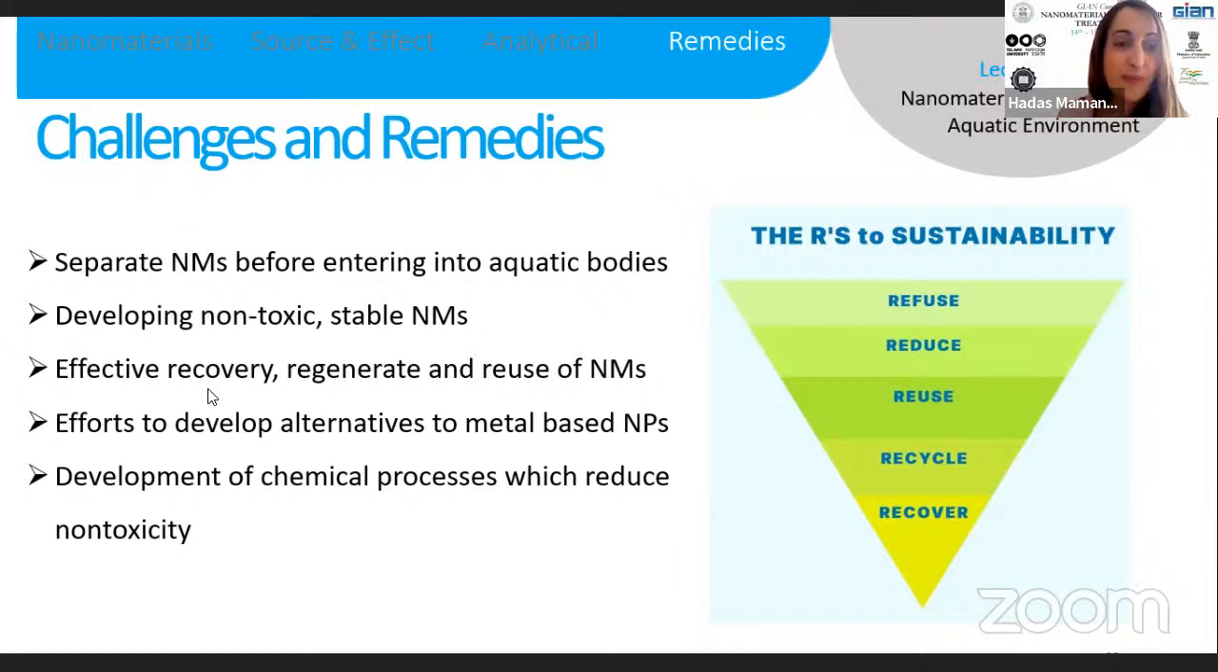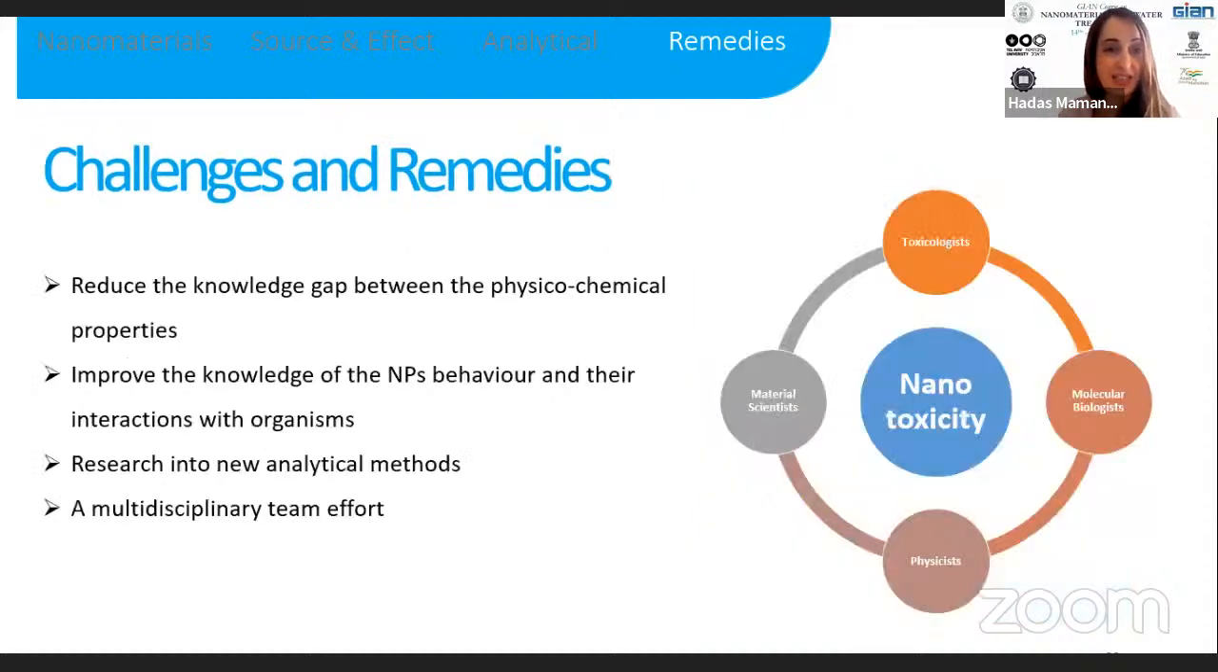But we must look at recovery. We must look at regeneration. We must look at cleaning of membranes over time. We must look at the reuse of nanomaterials. We must develop processes to reduce nanotoxicity. So the R's of sustainability are refuse, reduce, reuse, recycle, and recover. This is sustainability.